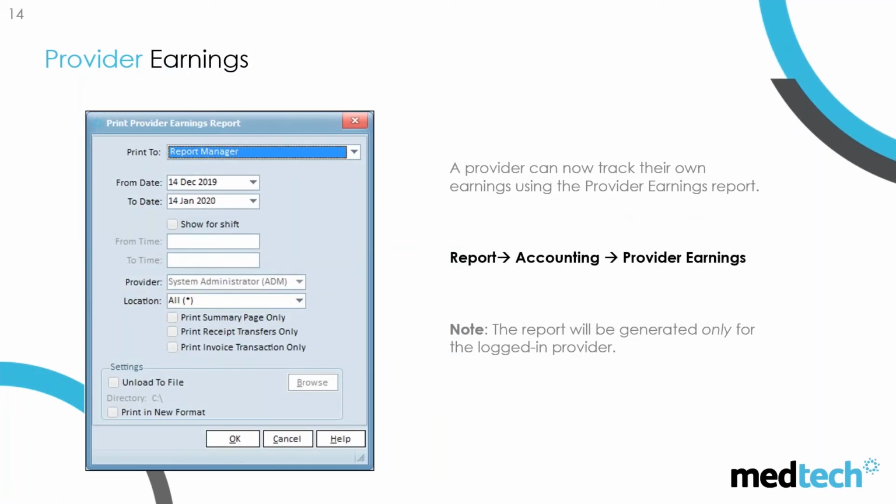Okay, so provider earnings. We've created a new report marked provider earnings. It's been introduced specifically for providers so they can track their own earnings. Users can select the required filter criteria, and then by clicking OK, they generate the report they desire. Again, this is still found under the report section, under accounting, but under provider earnings.